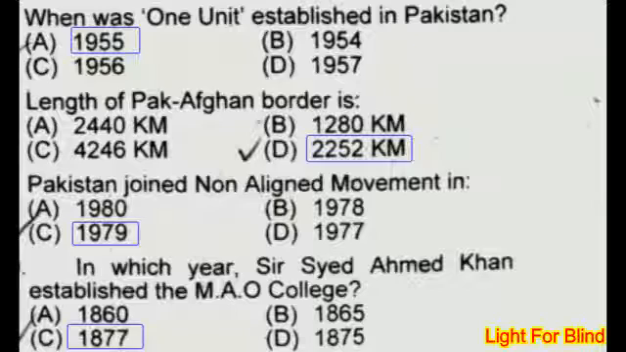Number 100. In which year Sir Syed Ahmad Khan established the MAO College? Answer is 1877.